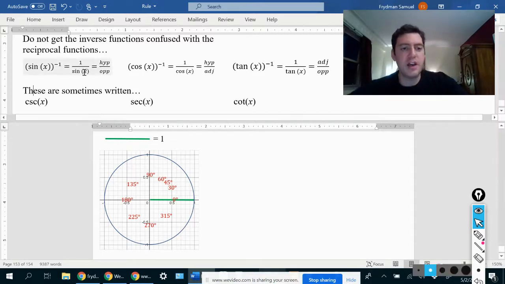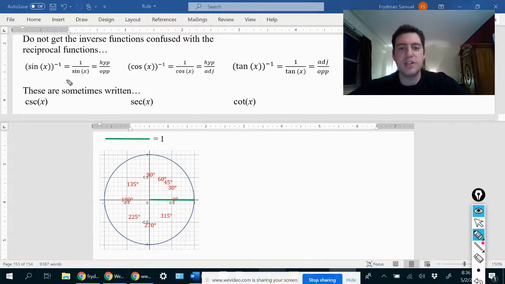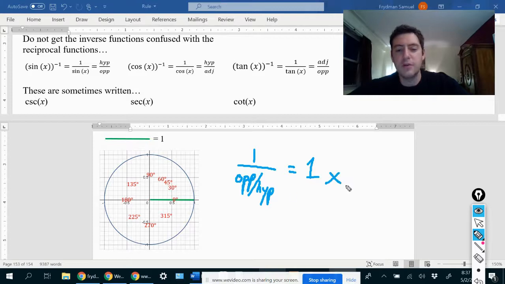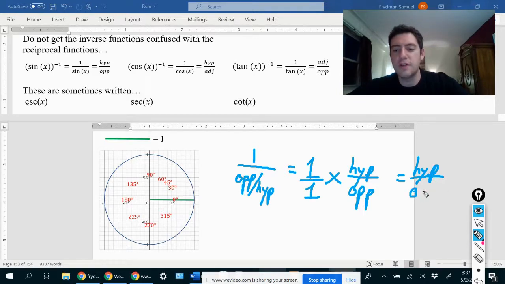Remember, sine means opposite over adjacent. So if I have, I'll write it over here, 1 over opposite over, sorry, did I say opposite over adjacent? I meant opposite over hypotenuse. Then I could do keep, change, flip, and I would flip this and write it as hypotenuse over opposite, and I could put this over 1. And then 1 times hypotenuse would just be hypotenuse, and 1 times opposite. Okay, anything times 1 is just itself.